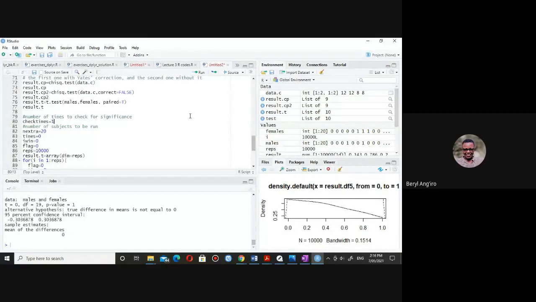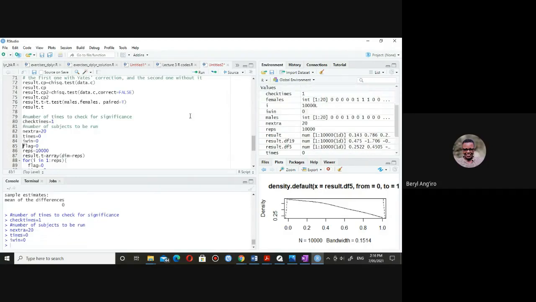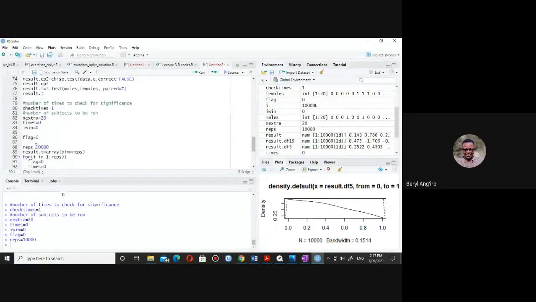So we set check times equals 1. For the number of subjects to be run, we have n extra as 20. That is the extra subjects. Then n times equals 0, then iWin, flag, etc. So we are first initializing these values, and then we're repeating this 10,000 times.